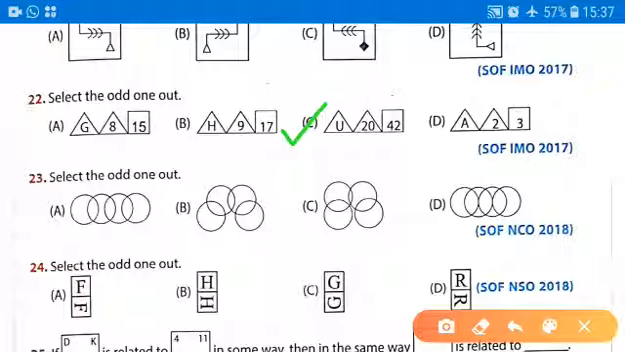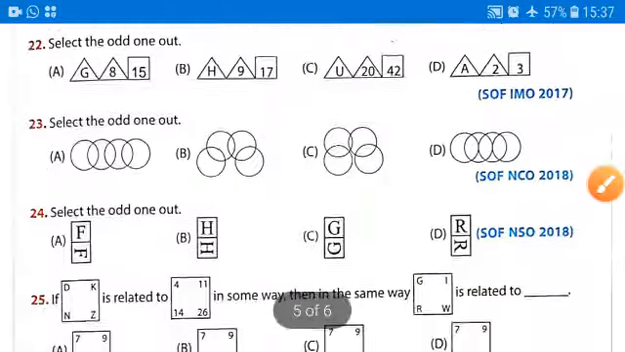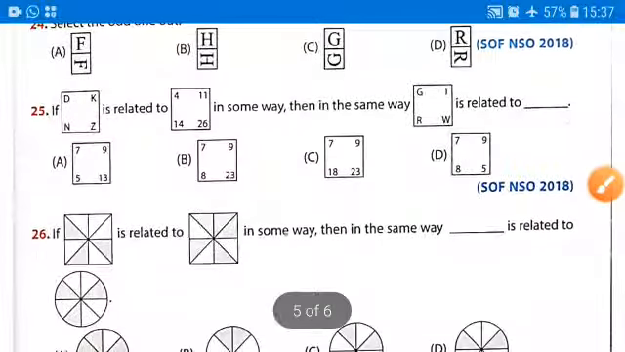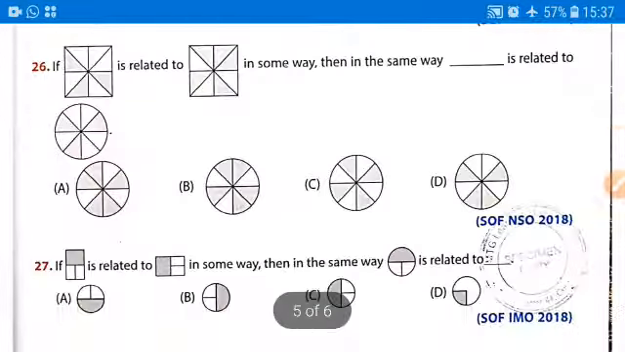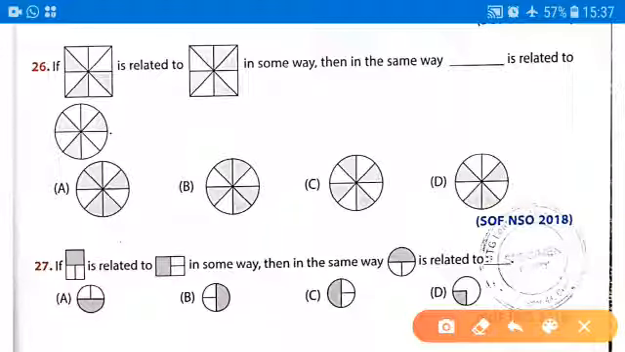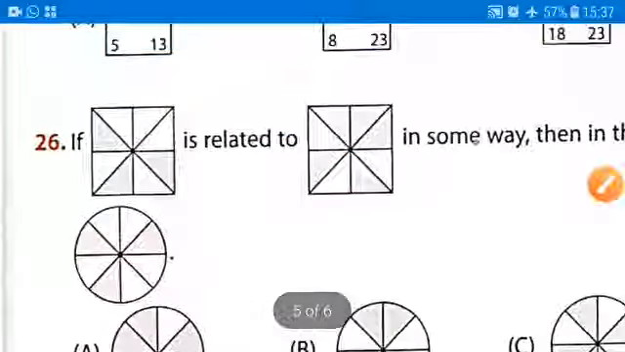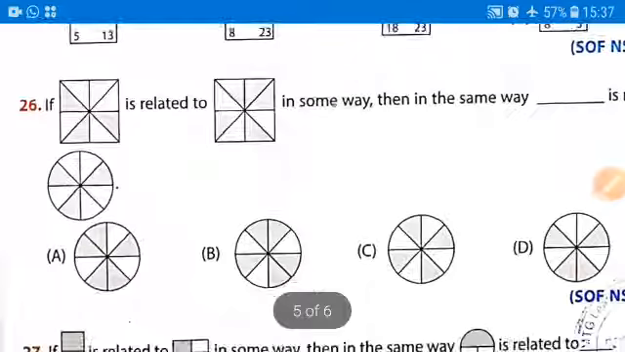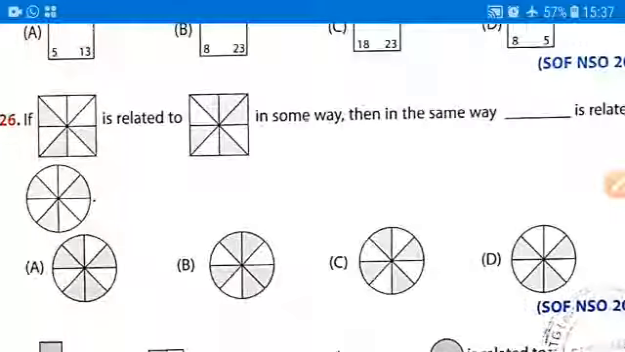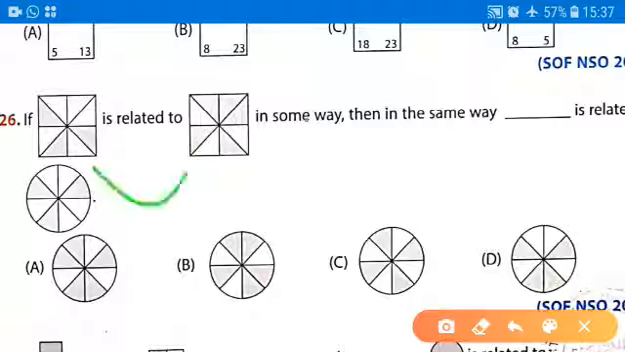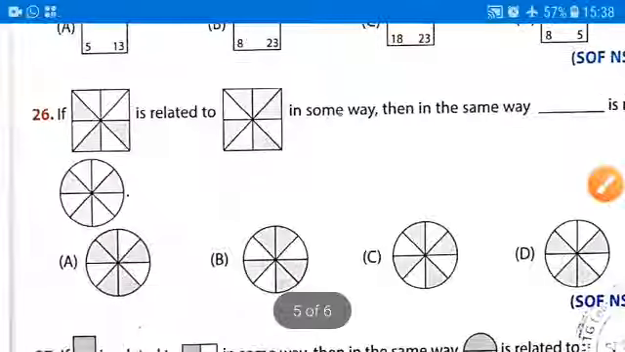Now moving further to question number 26. The rest of the questions you can try by yourself and you can ask me the doubts. Now see here, in question number 26, if this square having these small triangles is related to this second figure, and this is related to this, in the same way how will this circle be related to the next among the four options? Let us check what is the relation.